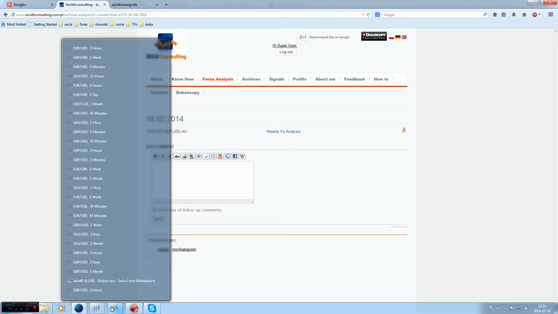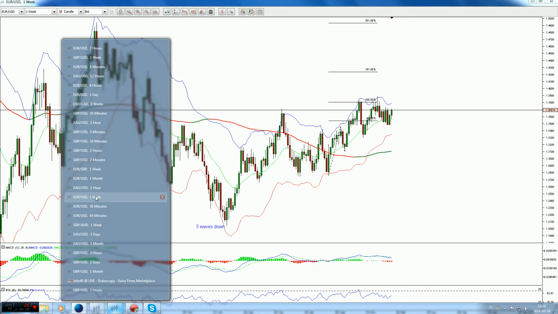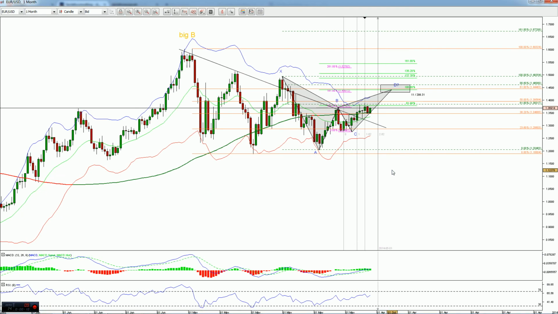Let's start with Euro USD. This is the monthly chart. On the monthly chart, we currently have a green candle. We are above the Bollinger Middle Band, which is always important for myself. And we are also around moving average 100. This is a good example of how the market reacts and respects such levels.